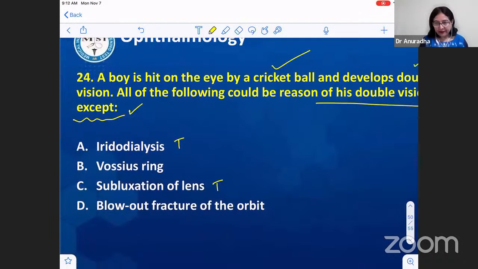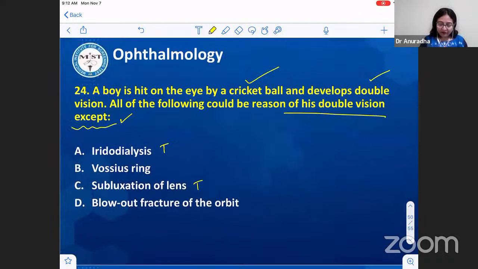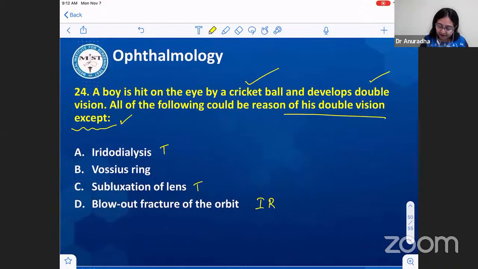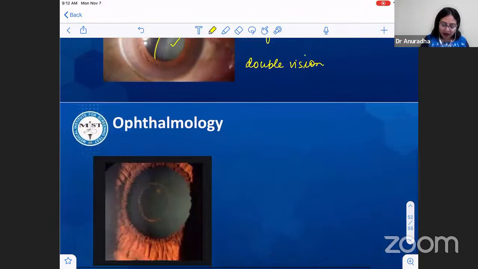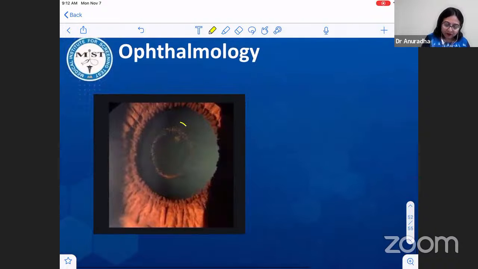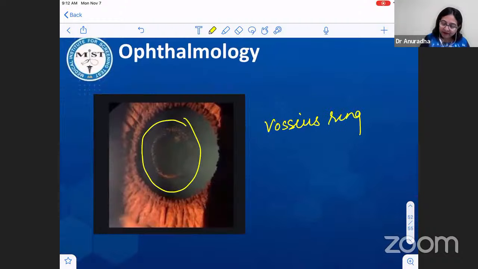Blowout fracture of the orbit. Okay, so when there is blowout fracture of the orbit, the inferior rectus muscle gets trapped, and that can also lead to diplopia, beta, because the eye is not able to move, right? But the Vossius ring, this is how it looks. This is your Vossius ring, beta. It is just a pigment deposition on the lens. It does not cause any diplopia. It does not cause anything actually.